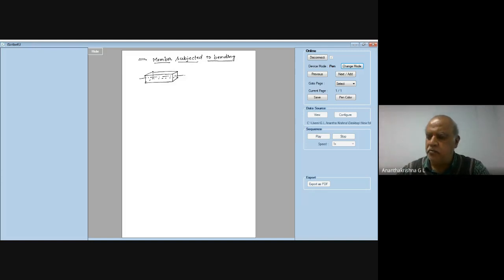Member subjected to bending. So this is a member. I have taken a rectangular cross section member, or a square cross section. I take a member and apply a bending moment to it. So what is the effect of bending moment on a member?